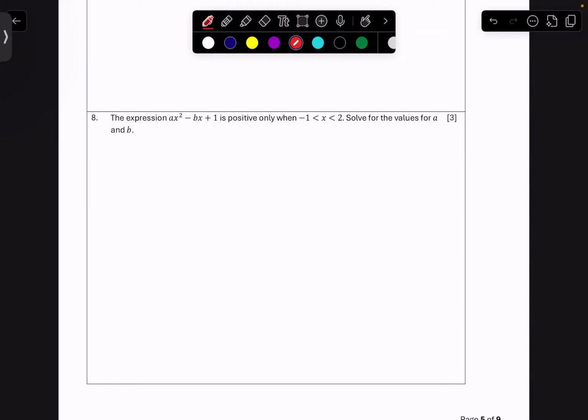The expression ax squared minus bx plus 1 is positive only when x is smaller than 2 and greater than -1. Solve for the values of a and b. We need to understand the nature of this answer. When you look at critical points, the answer that is positive is usually disconnected, and the answer for the negative range is connected. But this one is the reverse, right?